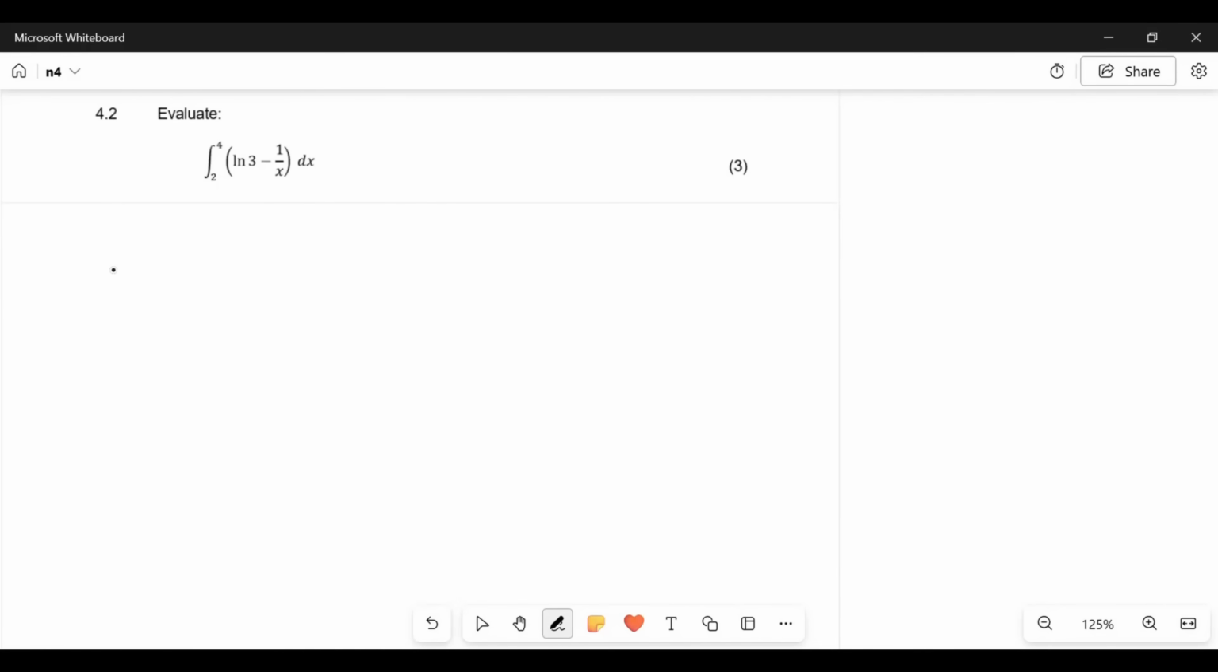All right, guys, let's look at 4.2. Now, 4.2, they want us to evaluate this definite integral that you see here. We need to integrate each and every term here before we actually evaluate.